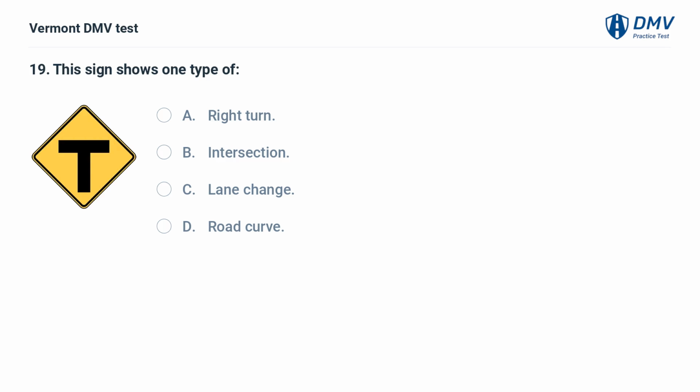This sign shows one type of A. Right turn. B. Intersection. C. Lane change. D. Road curve. B. Intersection. This sign indicates that a T intersection is ahead.